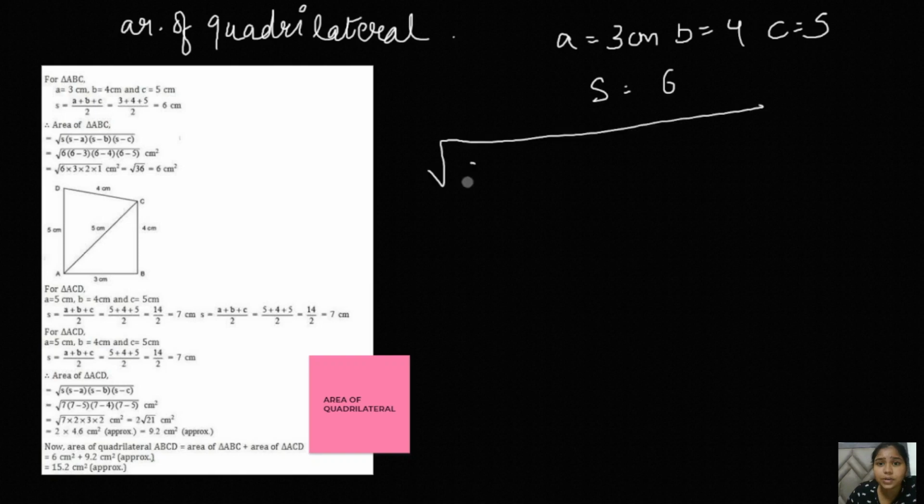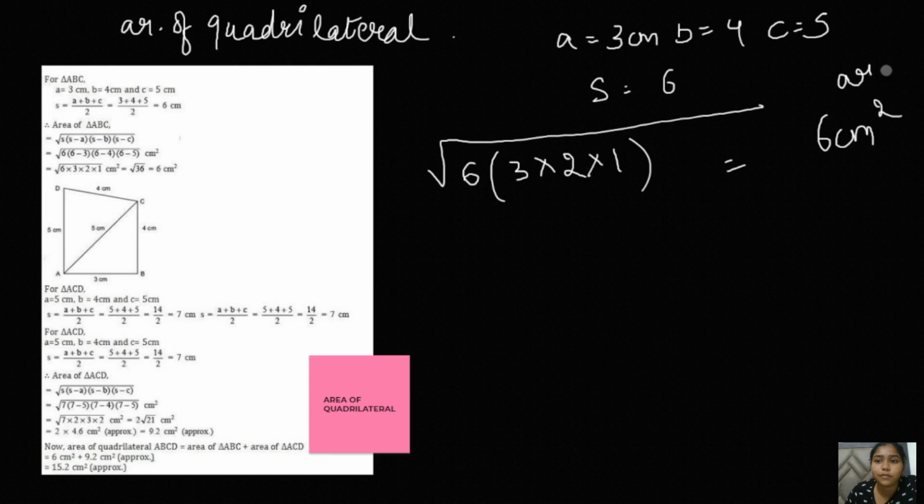That will be root of 6 into 3 into 2 into 1. So 3 twos are 6, 6 sixes are 36, so it will be 6. So 6 centimeter square will be the area of the first triangle. There are two triangles, you can see in this given figure. There are two triangles, this is ADC and this is ABC.